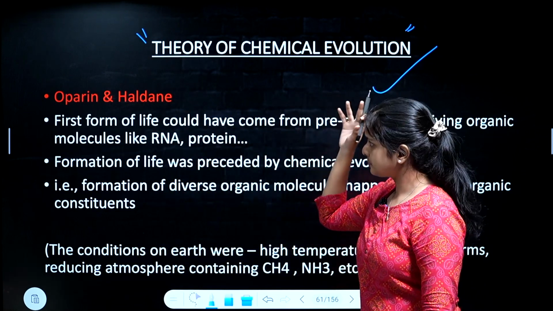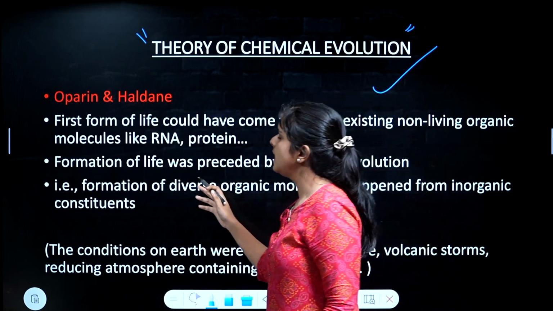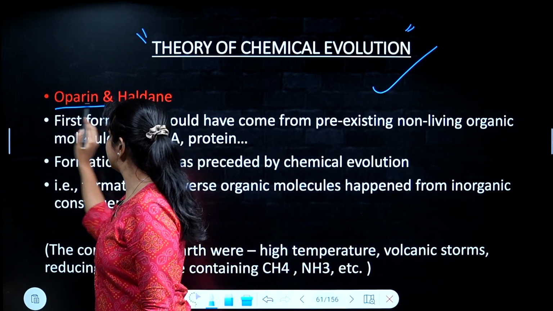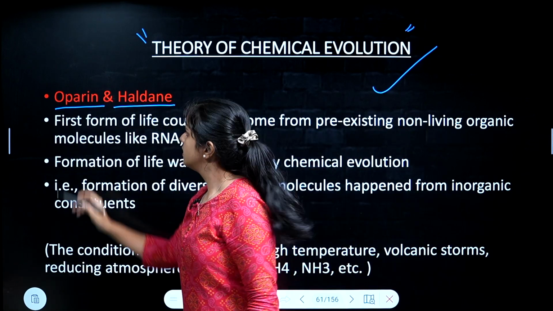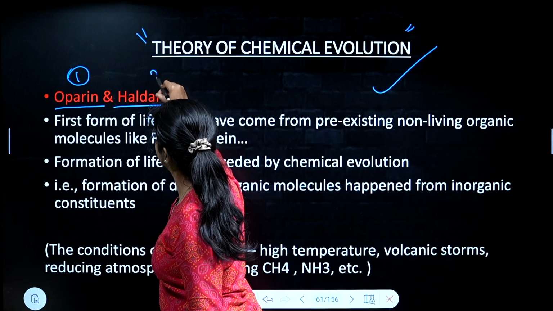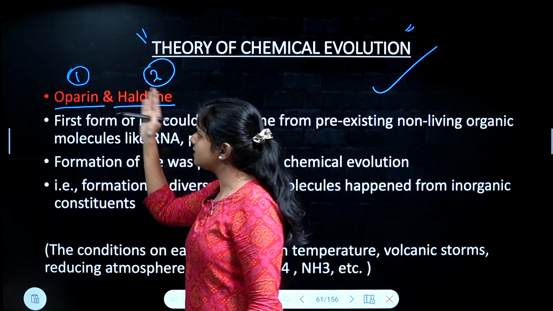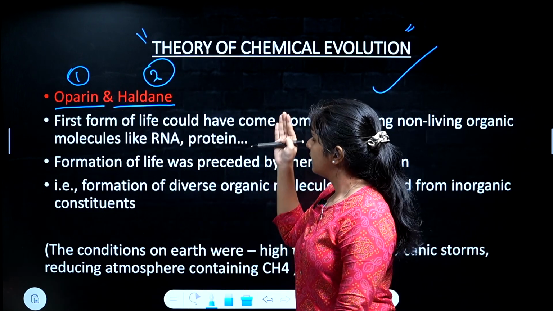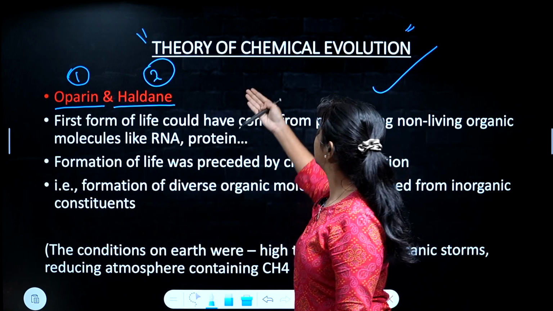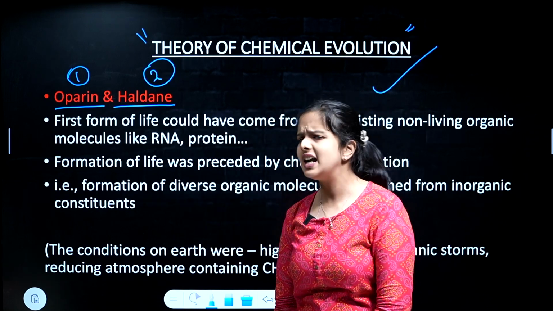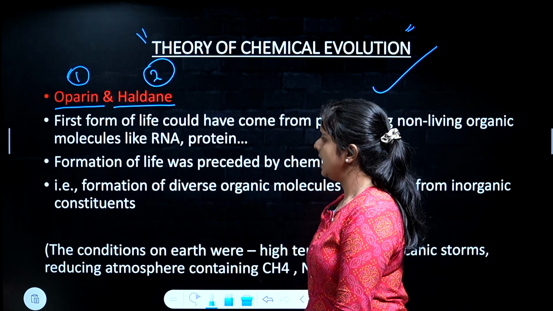And there were 2 proposers for this theory. The first person was Oparin, and the second person was Haldane. So these 2 scientists put forward the theory of chemical evolution. So what did they actually say in this particular theory?